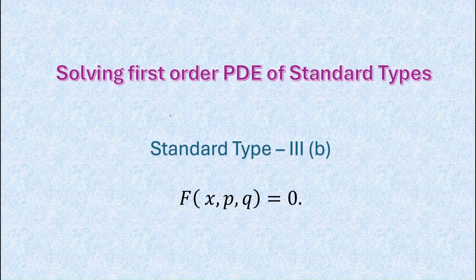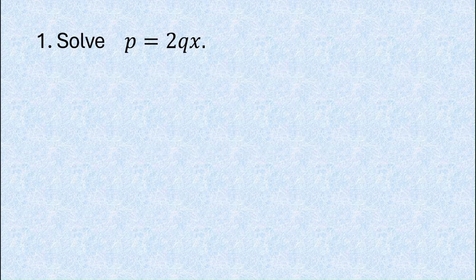In this video, we are going to see solving first order partial differential equation of standard type 3. Here in the standard type 3, it is the function involving x, p and q alone. So the equation will be function of x, p, q is equal to 0. The first question is solve p is equal to 2qx.